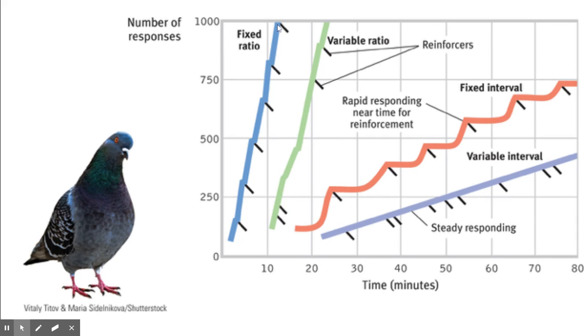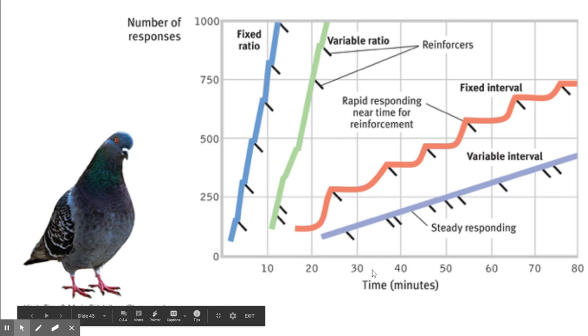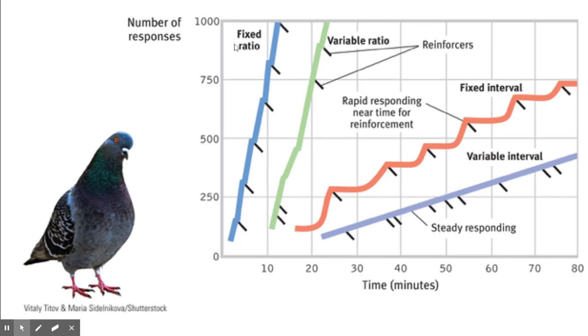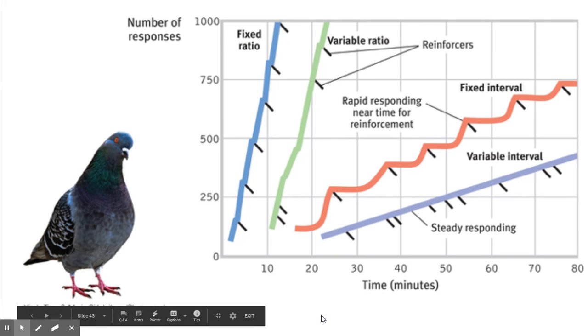But what we also see with fixed ratio is that if you stop giving that reward, it drops off really quickly. This only works if you are really doing it consistently. If you lose that fixed nature, they begin to drop off, right? It drops off quickly. Okay.